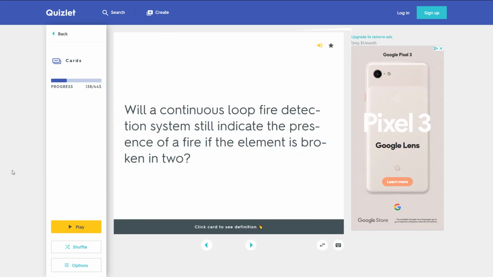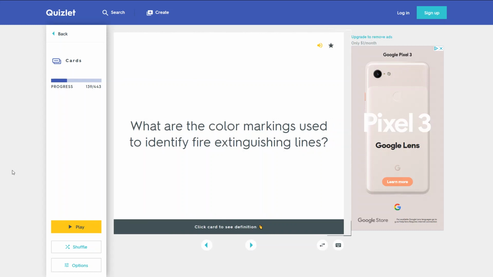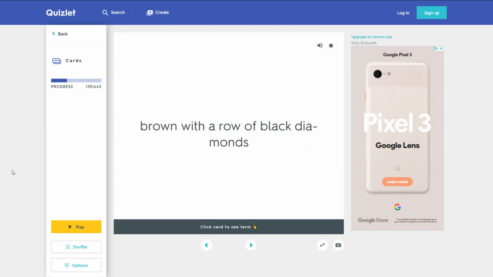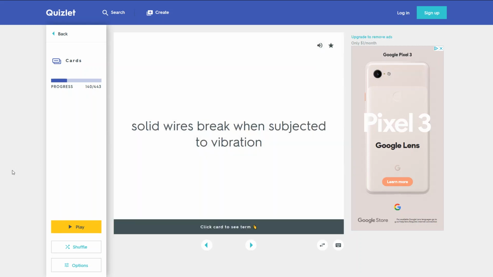Will a continuous loop fire detection system still indicate the presence of a fire if the element is broken into? Yes. What are the color markings used to identify fire extinguishing lines? Brown with a row of black diamonds. Why is a stranded wire used rather than a solid wire in most powerplant electrical systems? Solid wires break when subjected to vibration.